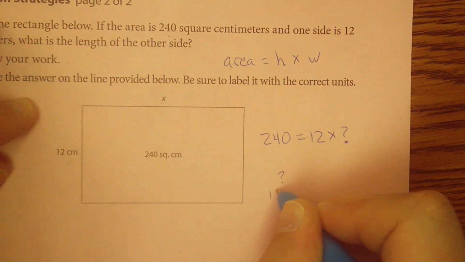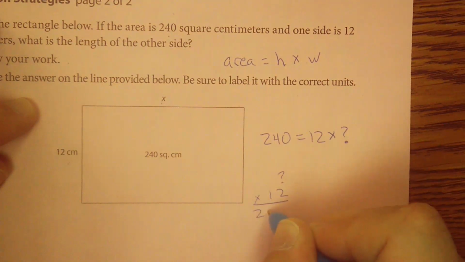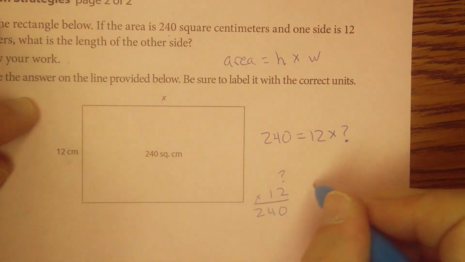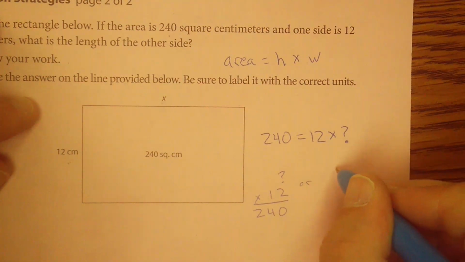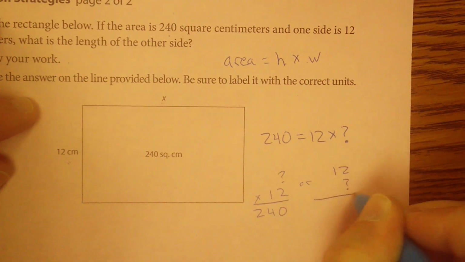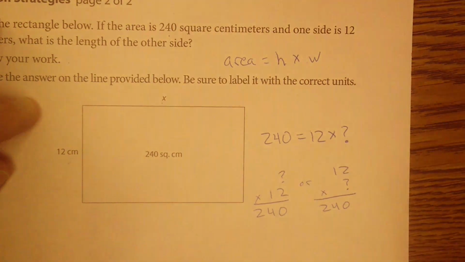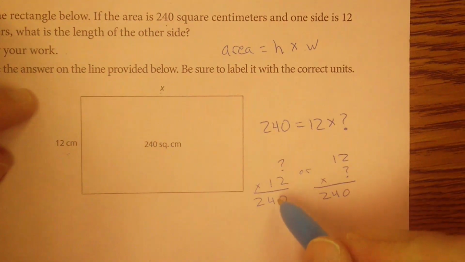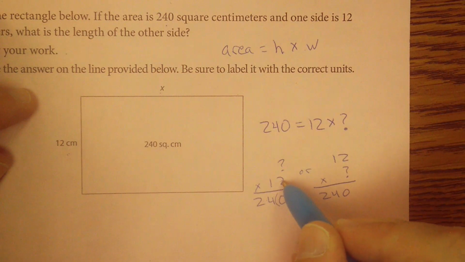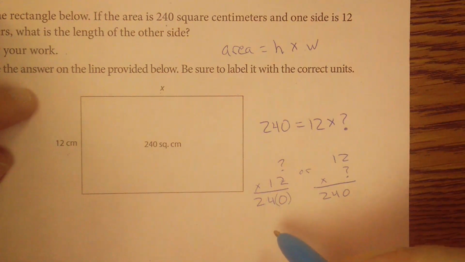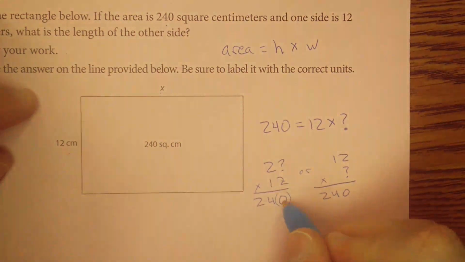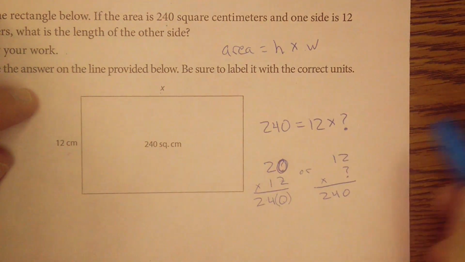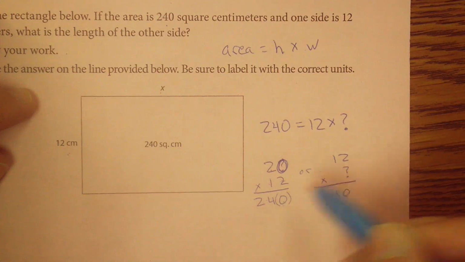Something times 12 is 240. If you'd rather have the question mark on the bottom, you could say 12 times some number is 240, right? We'll see. One of these might be easier. Well, hold on a sec. 12 and 24 are pretty friendly numbers, aren't they? What if I get rid of this 0 for a second? 12 times what is 24? Well, 12 times 2 is 24. Put your 0 back on. The answer is 20 times 12 is 240.